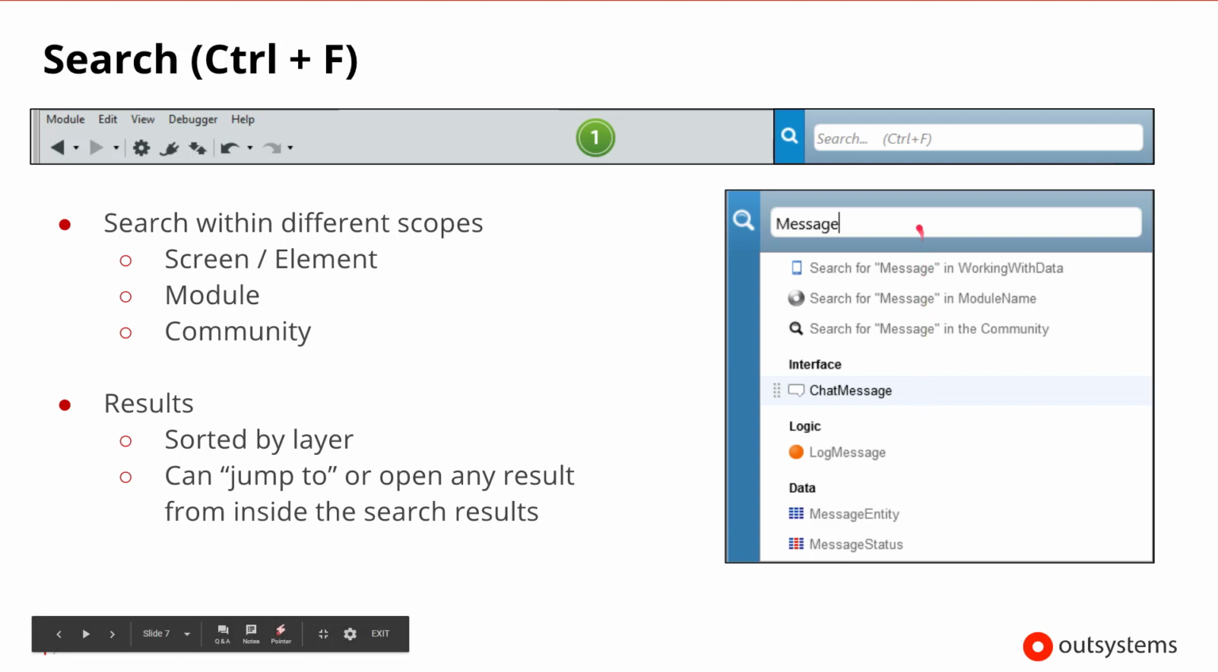So if we searched on message, it would try to find any messages or message-related elements inside of our module inside of the overall community, and any of the ones that it found, it would give us access to. If we double click on anything in the search, it will immediately jump to that element so we can get to that element in the editor more quickly. To get to search, besides clicking in the upper right corner on the magnifying glass, we also have the keyboard shortcut of Control F.